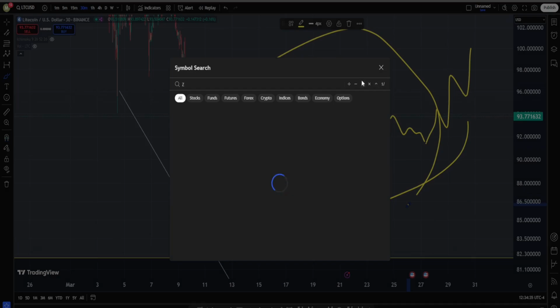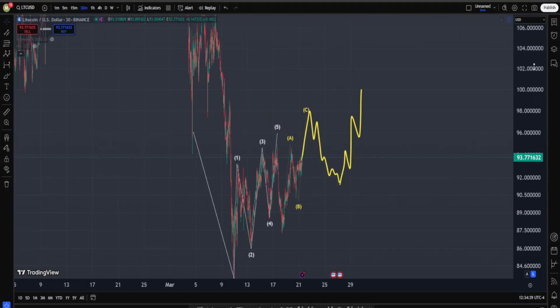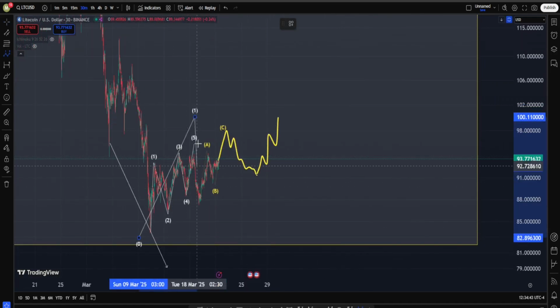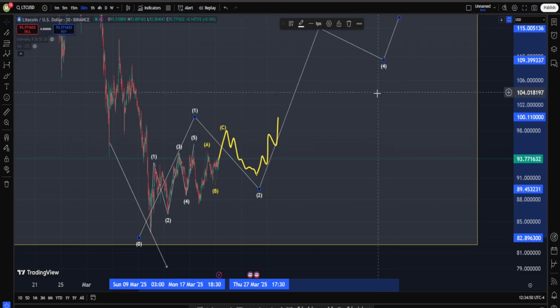If we have something like this, that's actually going to be a great sign, suggesting that on a higher degree, this is indeed a wave 1, in the form of a wedge correction for wave 2, and the next move is going to be a big one up into wave 3 and 4 and 5.